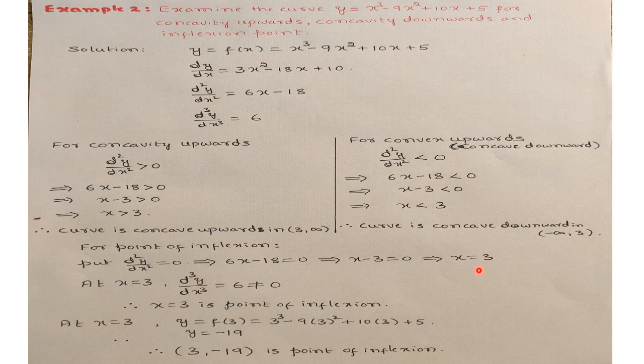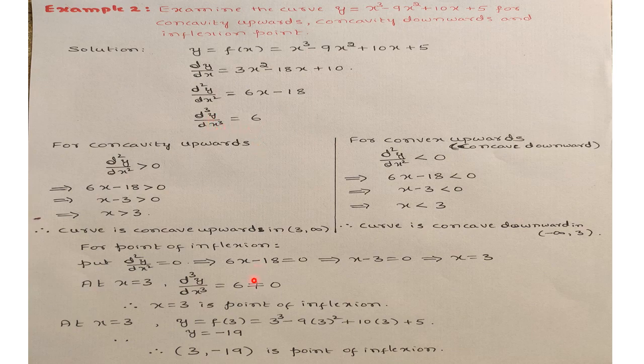How to check this one? Here substitute x is equal to 3 in f triple dash of x, or d cube y by dx cube, and ensure that this one is not equal to 0. Then only it is a point of inflection. Okay. Here at x is equal to 3, substitute x is equal to 3 in f triple dash of x, or d cube y divided by dx cube, at x is equal to 3.